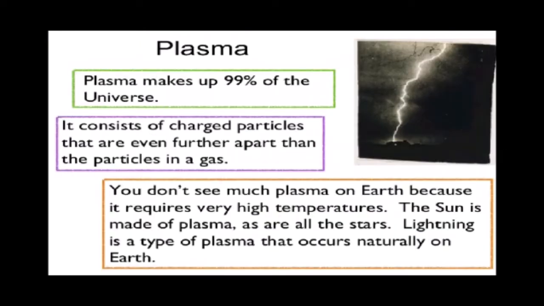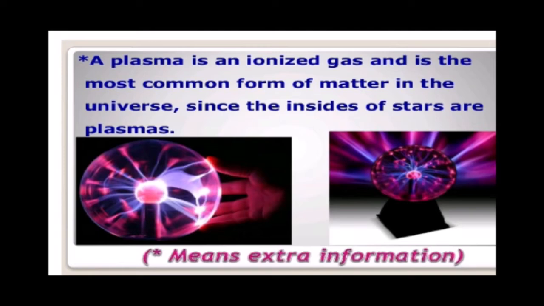Plasma is another type of matter. Plasma makes up 99% of the universe. It consists of charged particles that are even further apart than the particles in a gas. You don't see much plasma on Earth because it requires very high temperatures. The sun is made of plasma, as are all the stars. Lightning is a type of plasma that occurs naturally on Earth. A plasma is an ionized gas and is the most common form of matter in the universe, since the insides of stars are plasma.